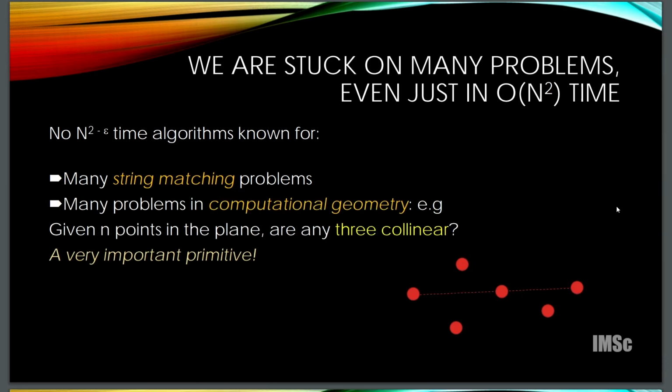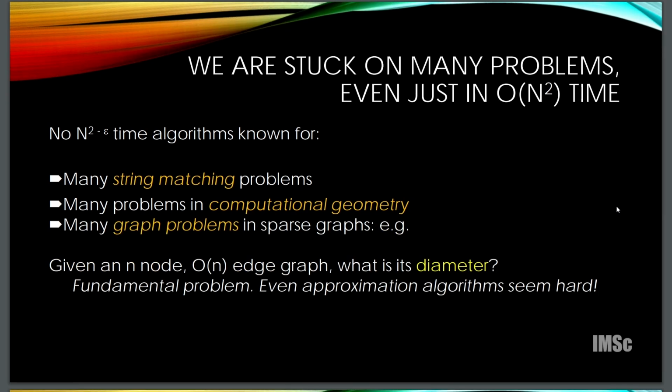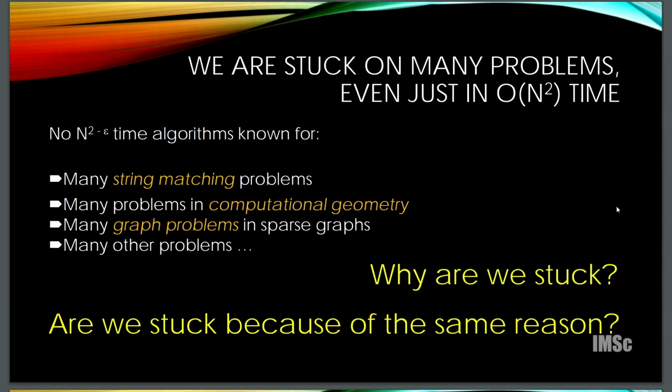There are points in computational geometry: given n points in the plane, with no 3 collinear, is sort of like that problem. Given an n node, order range edge graph, what is its diameter? We saw an n square algorithm. Are we stuck?